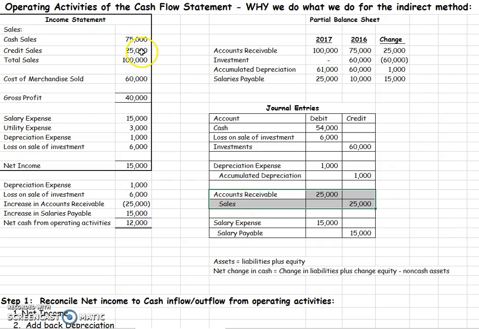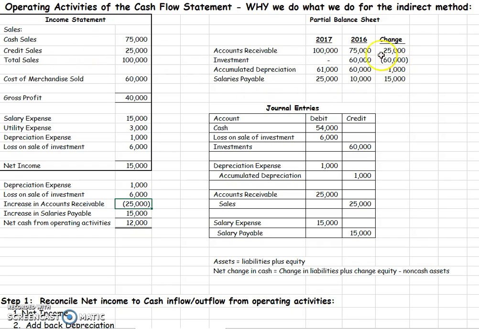Look, those sales went towards my net income. They added to my net income. But I haven't gotten the cash yet. So I need to reduce my net income by that amount. So I'm going to take out $25,000 of those sales that I haven't received. But remember I told you normally we don't have this breakdown?